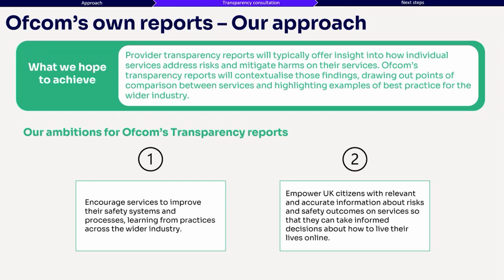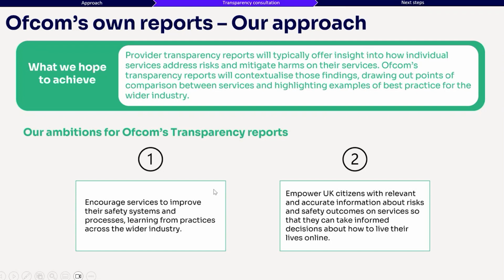As per the Act, once a year, Ofcom must publish its own transparency report. This will include a summary of conclusions drawn from provider transparency reports about any patterns or trends which we have identified, along with a summary of measures which we consider to be good practice. And while provider transparency reports will typically offer insight into how individual services address risks and mitigate harms on their services, Ofcom's transparency reports will contextualize those findings, drawing out points of comparison between services and highlighting examples of best or poor practice for the wider industry.